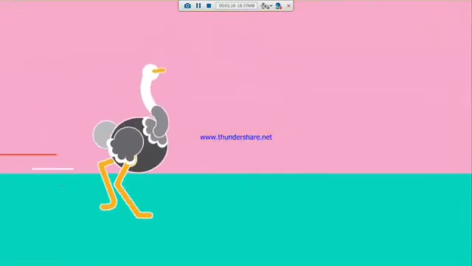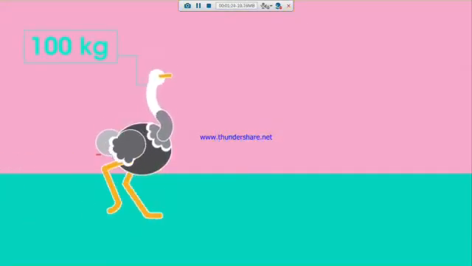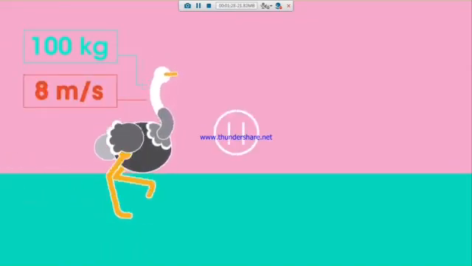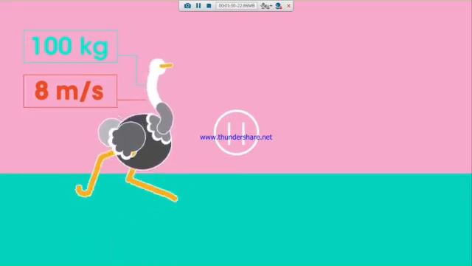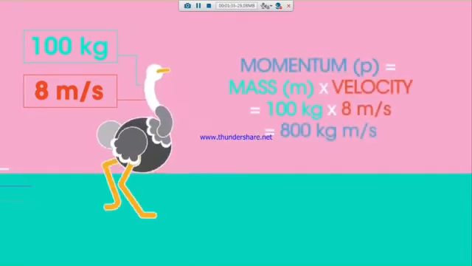Now let's try this example. What is the momentum of a 100 kilogram ostrich traveling at 8 meters per second? Pause this video while you work it out. What did you do?